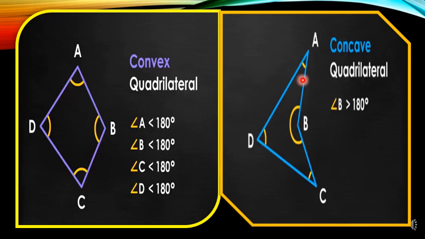So a quadrilateral in which one of the interior angles is greater than 180 degree is called a concave quadrilateral. Hope it is clear to you all how to recognize a convex quadrilateral and a concave quadrilateral.